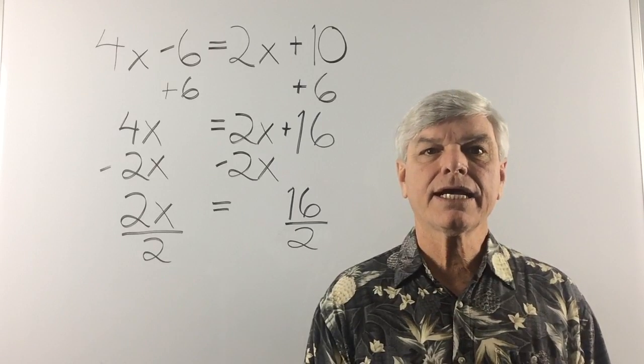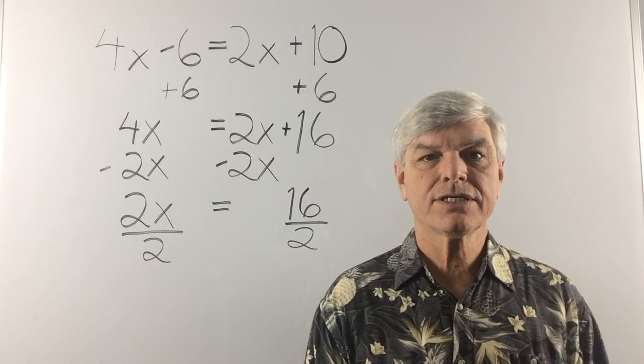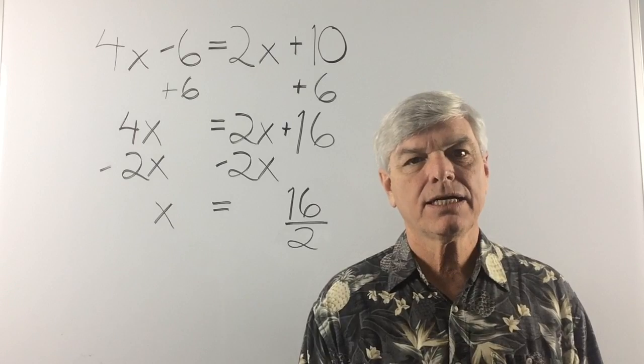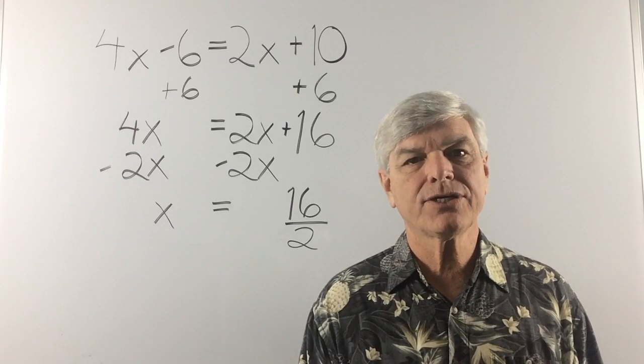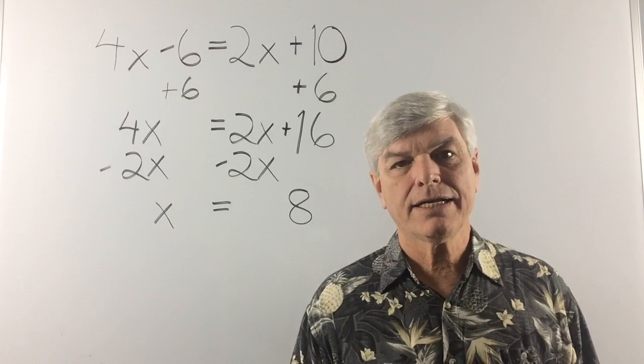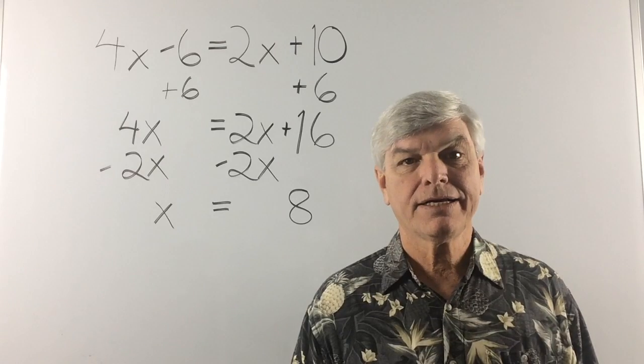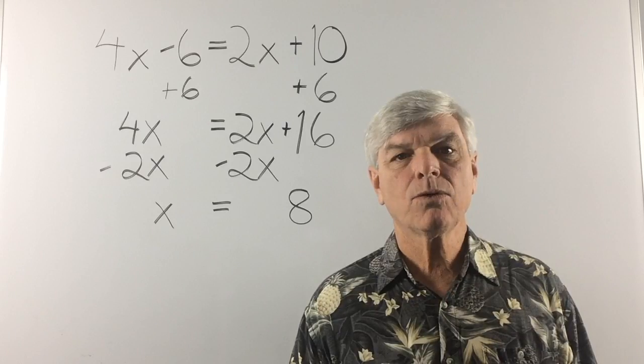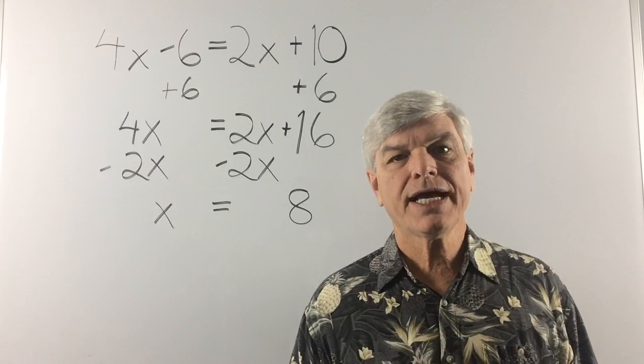And let's take care of the left-hand side first. 2 over 2 is 1, and that gives us 1x. 1x equals 16 over 2, or 8. And x equals 8. And that is the solution to our problem. Now let's deal with an equation with a negative coefficient.